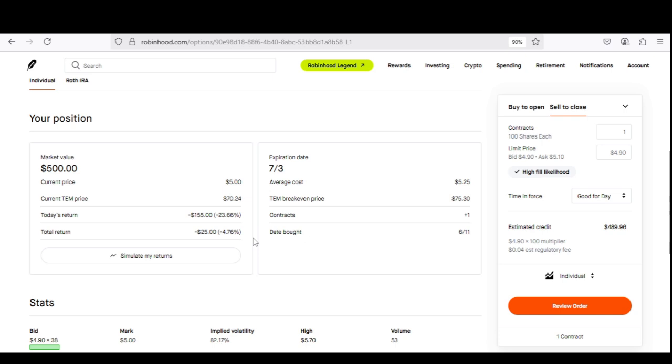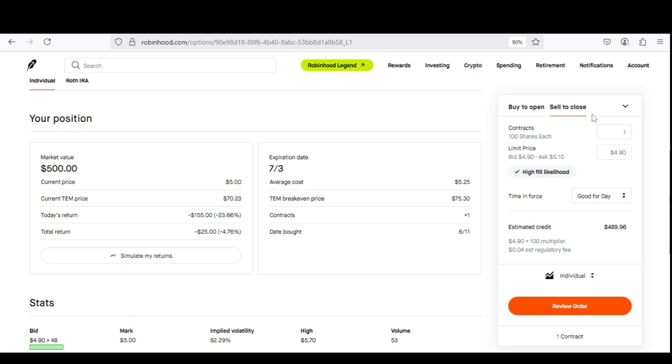Now, that is not all that bad. I'm only down $25 on the trade. Now, the good thing about this is that if I were to get out of this trade, this is what I would do. So this is a buy call. So in order for me to get out of this trade, I simply have to go to sell. Robinhood makes this extremely simple. As you can see at the top here, it says sell to close.